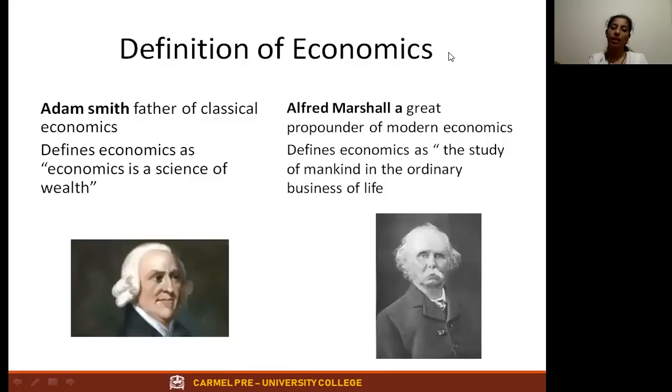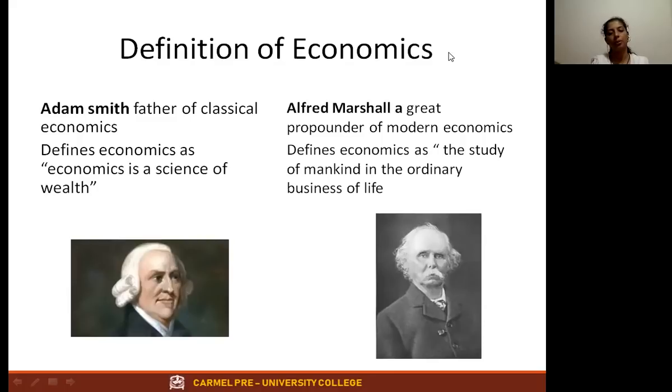Then comes the definition of economics. A few definitions are given by a few people such as Adam Smith and Alfred Marshall. These are the two important persons of economics. Adam Smith is considered the father of economics, that is, classical economics. He defines it in his book published in the year 1776, called An Inquiry into the Nature and Causes of the Wealth of Nations. He defines economics as a science of wealth.